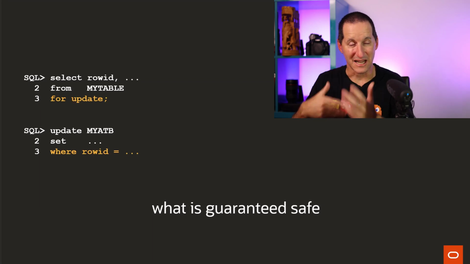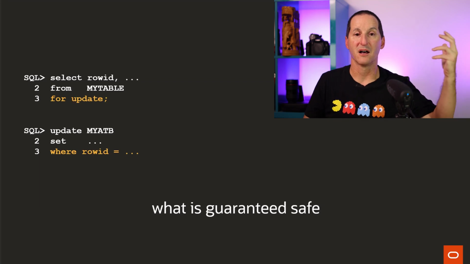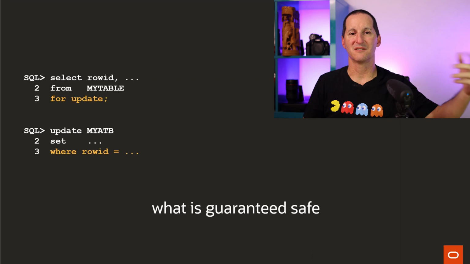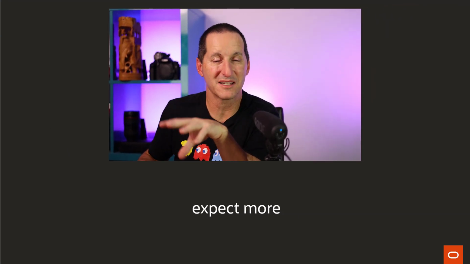Try to get this into your app development mindset now, which is ROWIDs can be used as long as you grab them, lock them, and use them. The concept of just storing them, retrieving them, and just assuming they're always going to work was never really valid and is definitely no longer valid going forward. I should say you should expect this more often.